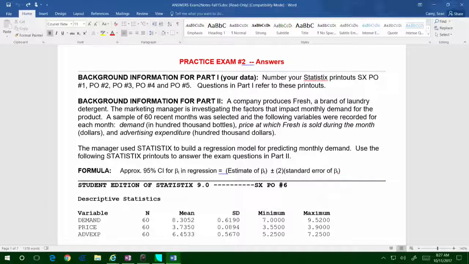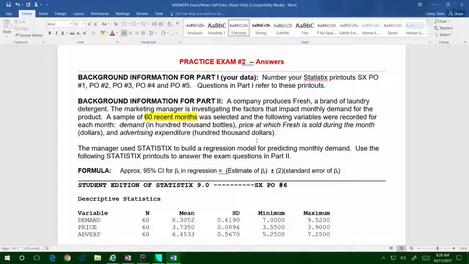Some company produces a brand of laundry detergent. We're investigating the factors that impact monthly demand. And so that's actually the dependent variable, monthly demand. A sample of 60 recent months. Let's highlight that for a second. By the way, on this portion of the exam, you're welcome to write all over it and highlight it, because you're not going to see this until you actually get there. So that should tell you what your experimental unit is: a sample of 60 months.